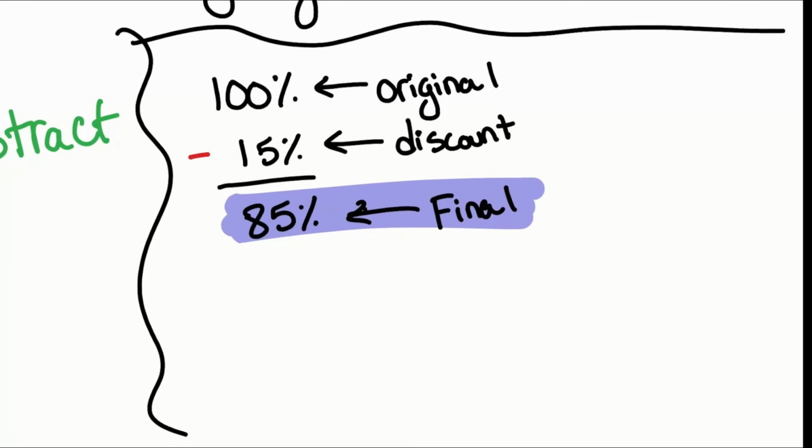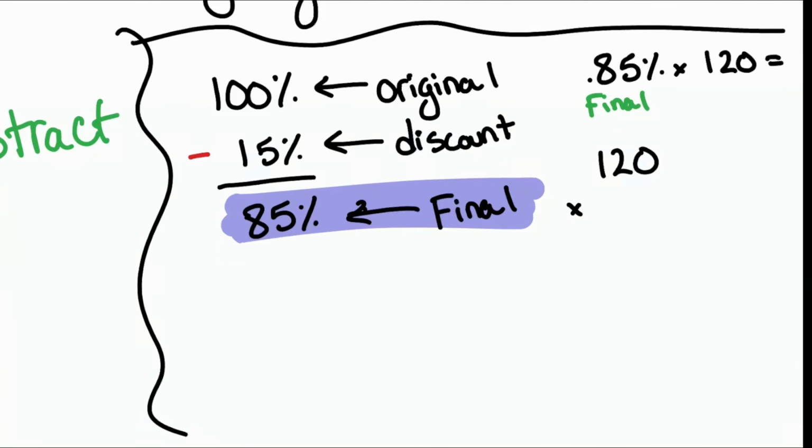If you don't believe me, watch how cool this is. I can go ahead and say 85% times 120 equals whatever. This is my final percent that I'll be paying. So I know that I'm going to get the final amount as the result. So watch and learn. Here we go. Let's do $120 times that 85%. And just watch how this is going to get us the correct answer right away.